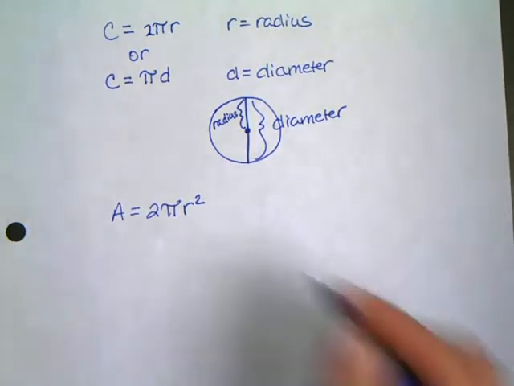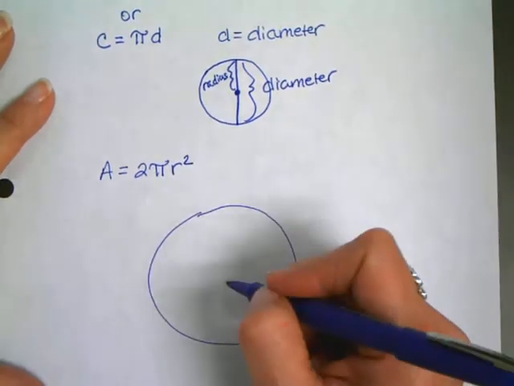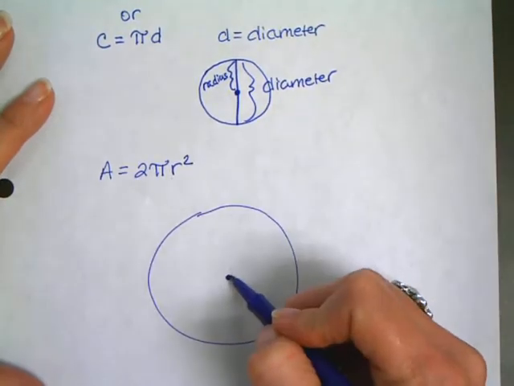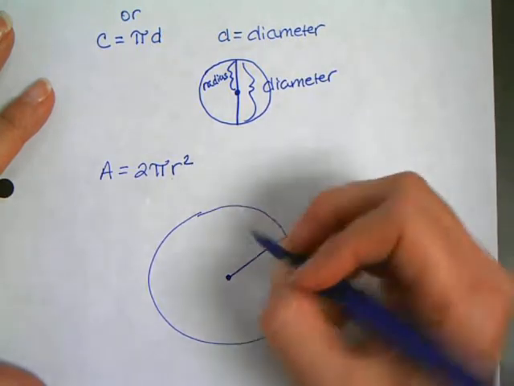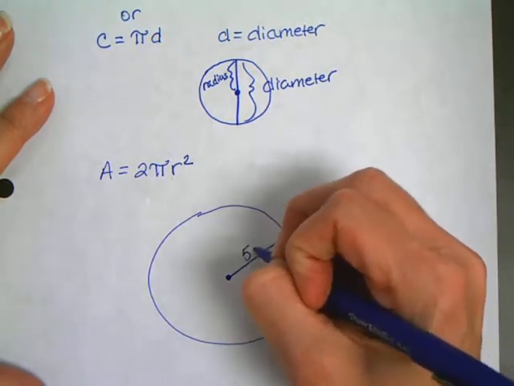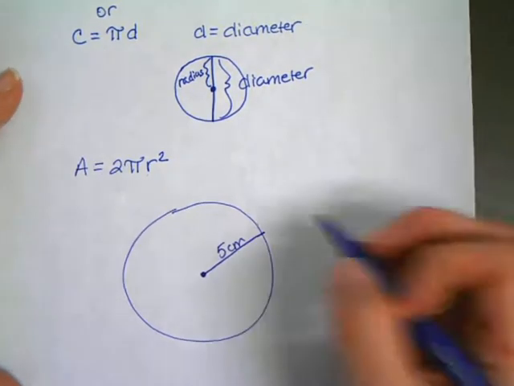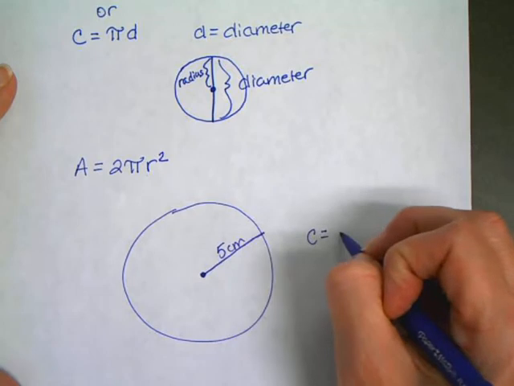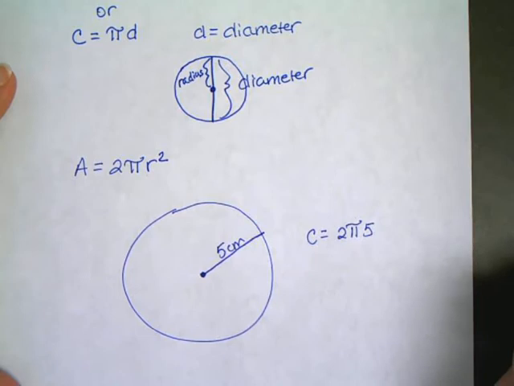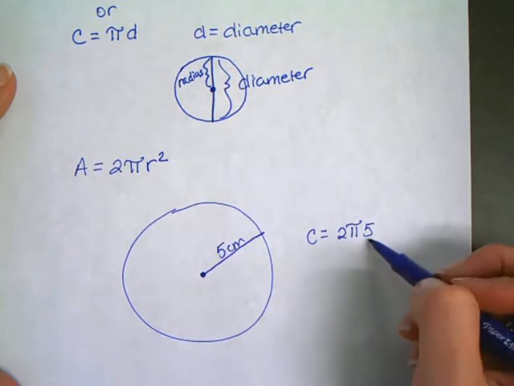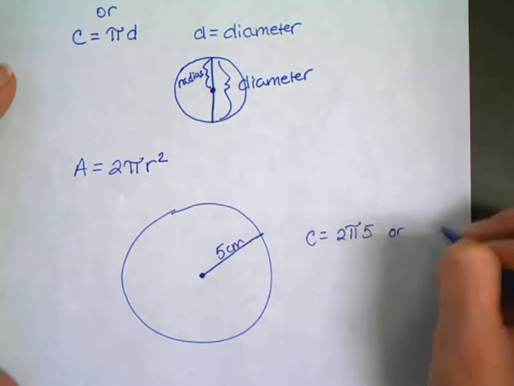So if you have a circle, draw a big circle. Hopefully yours is better than mine. Find the center. Draw a radius, which plural, by the way, is radii. Let's give it a length of 5 centimeters, and I want to find the circumference of this particular circle. So my circumference is equal to 2 pi r, r being 5. Or I could double 5 and use 10 and say pi times 10. It doesn't matter. We'll do it both ways.